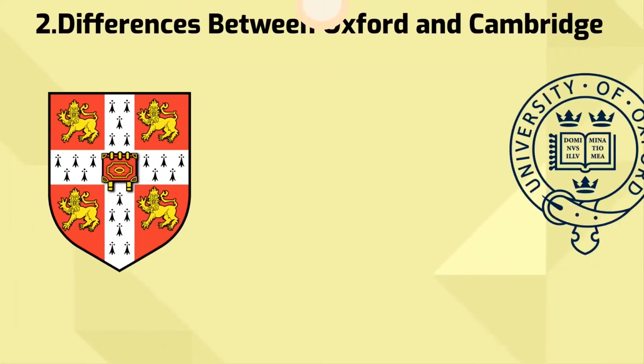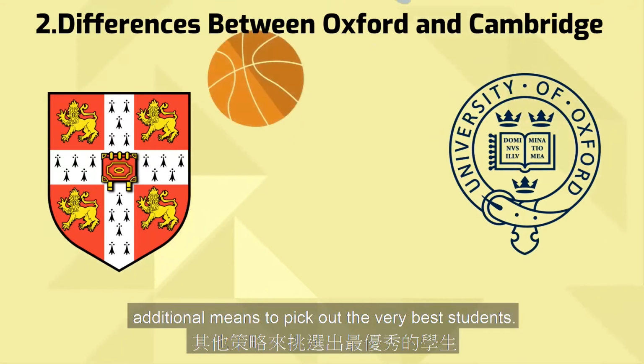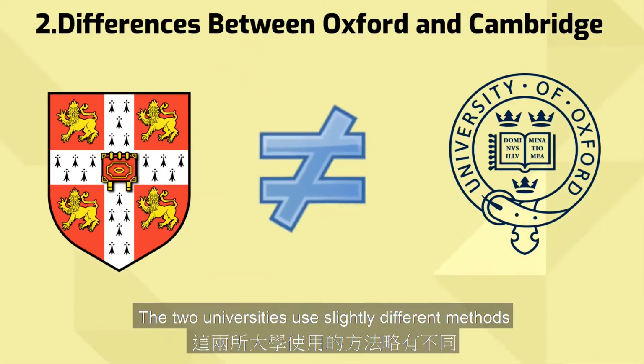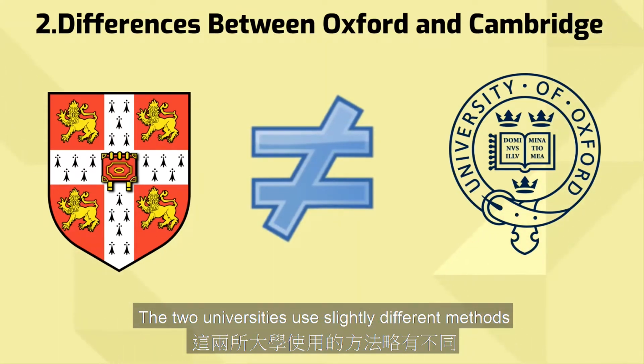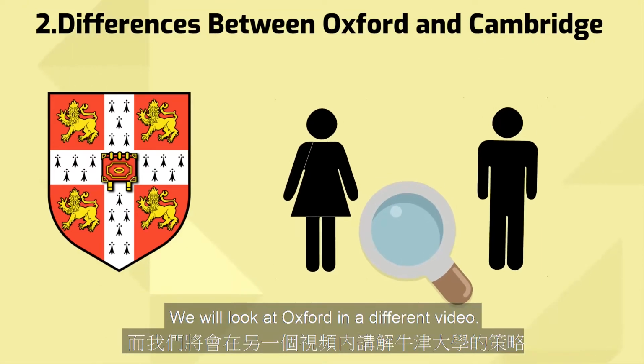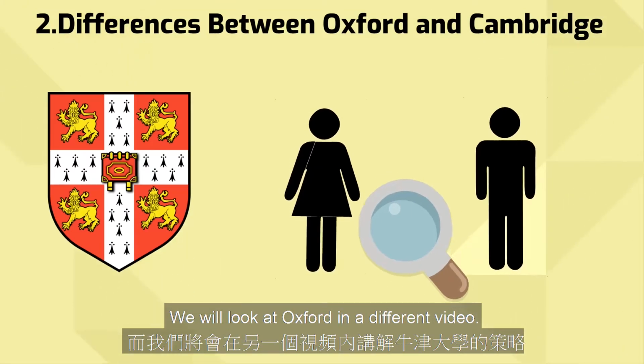2. Oxford and Cambridge need to use additional means to pick out the very best students. The two universities use slightly different methods. Here we will look at how Cambridge chooses its students. We will look at Oxford in a different video.